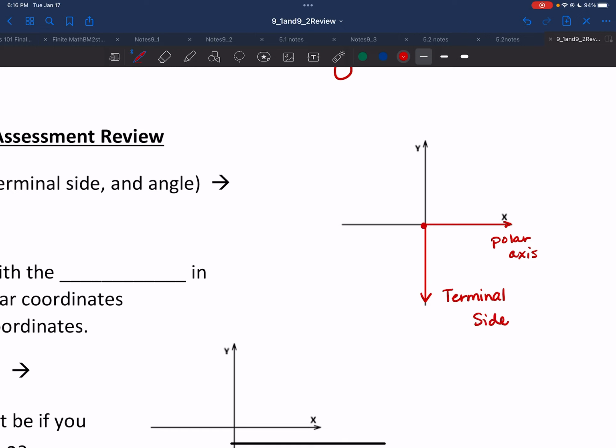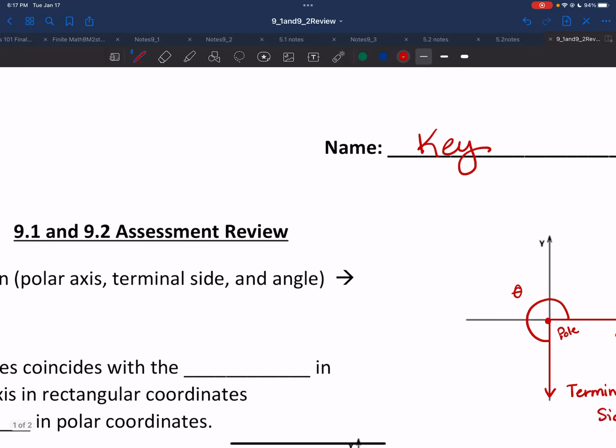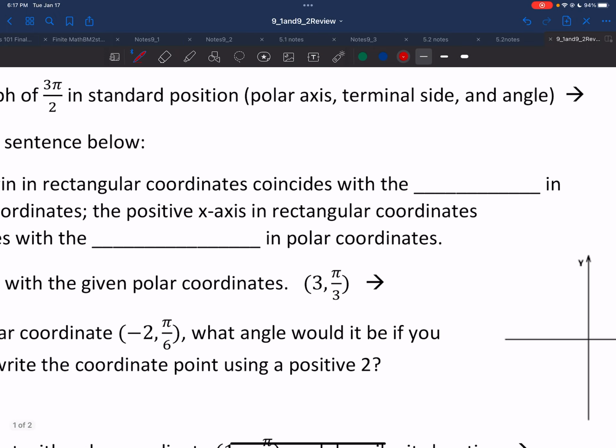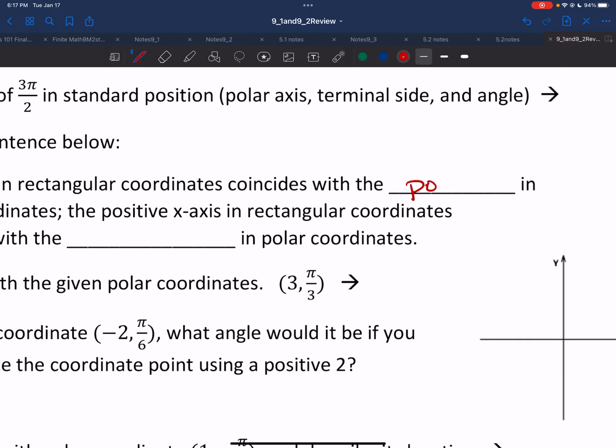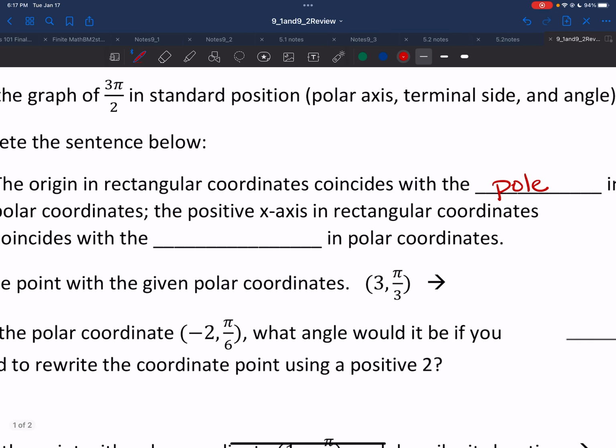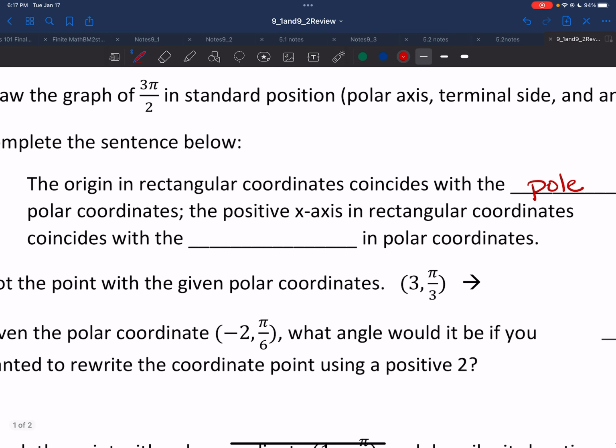And of course, here is our pole. That angle is going to be here. So that's your theta. It takes over 3/4 of our coordinate plane. All right, complete the sentence below. The origin in rectangular coordinates coincides with the pole in polar coordinates. The positive x-axis in rectangular coordinates coincides with the polar axis. Okay, we just talked about those.